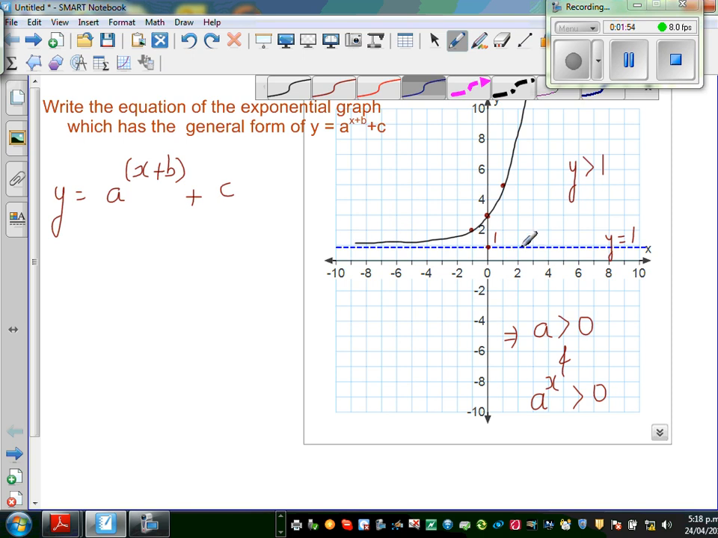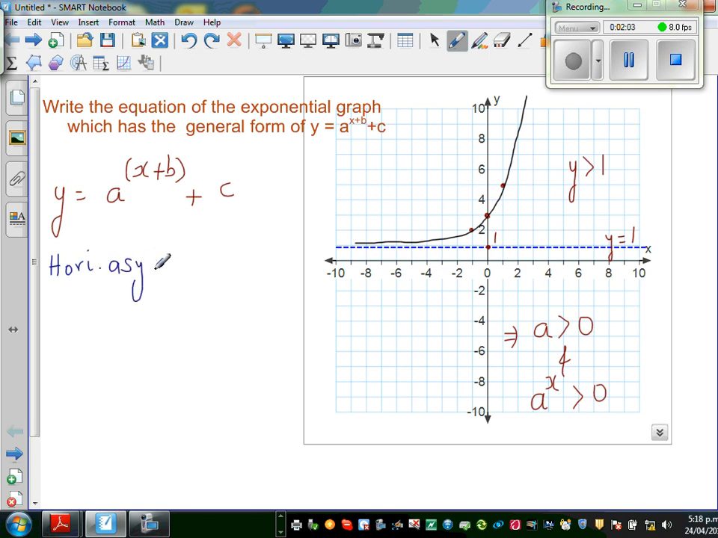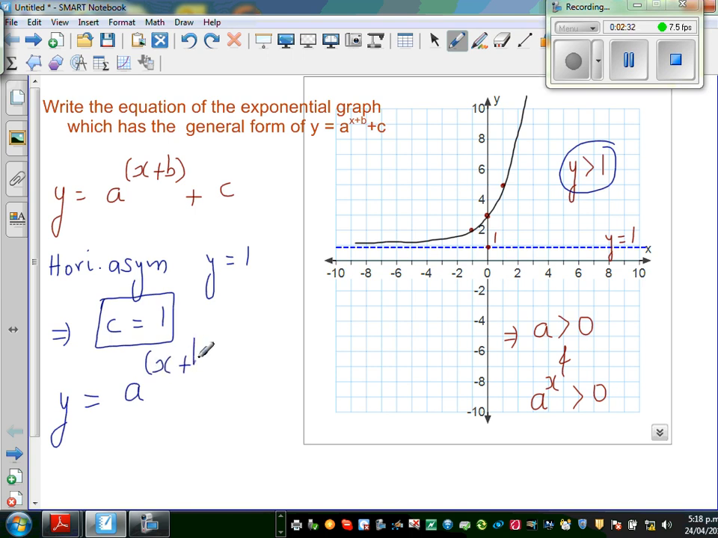From the horizontal asymptote, which I'm writing in short, y is equal to 1, all the values are going to be greater than 1. So this implies c should be 1. I'll come back to that later on the calculator to explain why c is 1. So your equation can now be written as y is equal to a to the power x plus b plus 1. Now we need to figure out a and b.